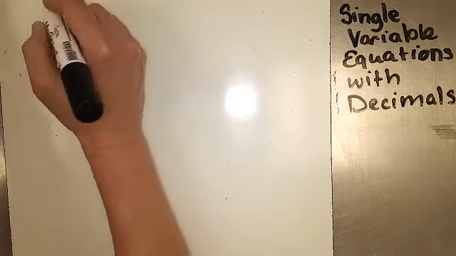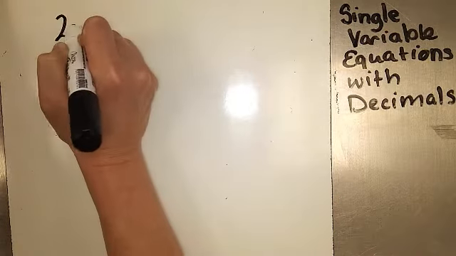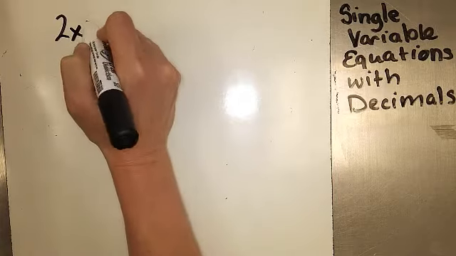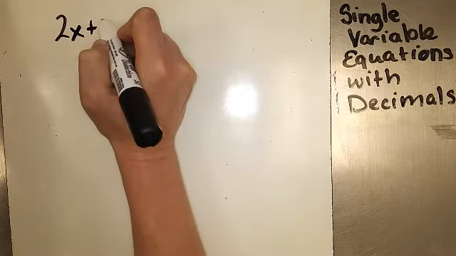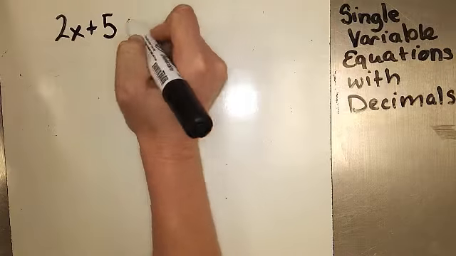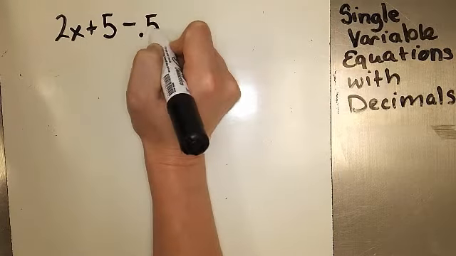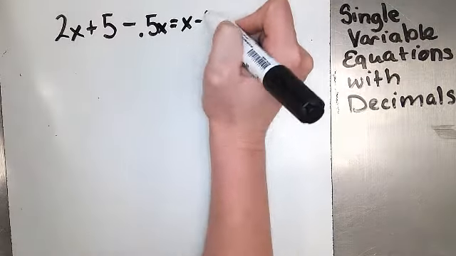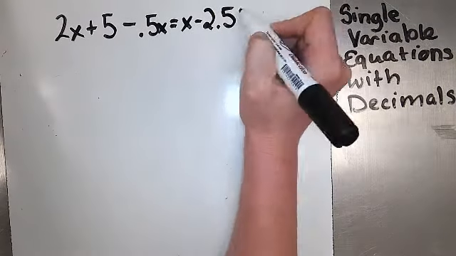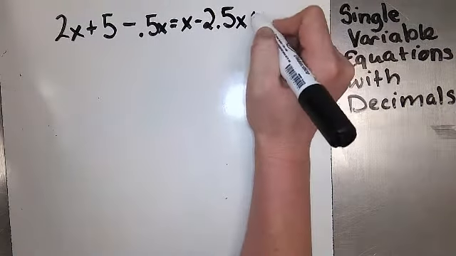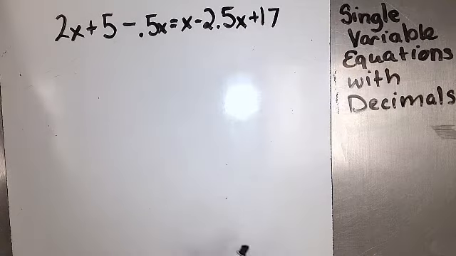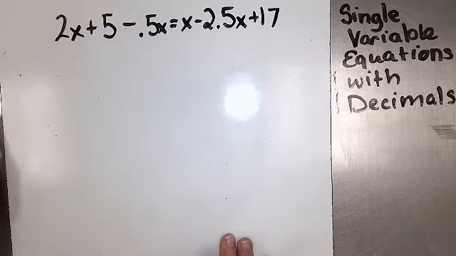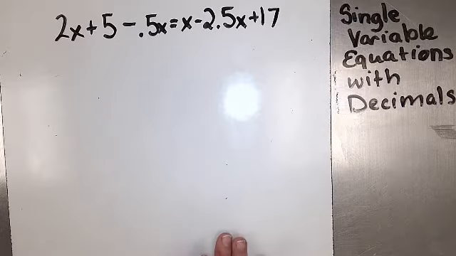Okay, now that you've done that, we can give a representation and do an example of what a decimal coefficient is. So I have 2x plus 5 minus 0.5x equals x minus 2.5x plus 17. Now, I don't see any distributive property or any parentheses that I need to do first. So I'm going to combine like terms.